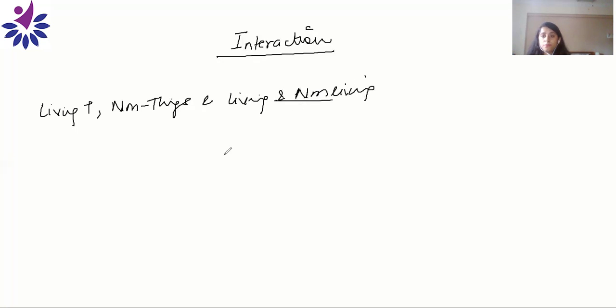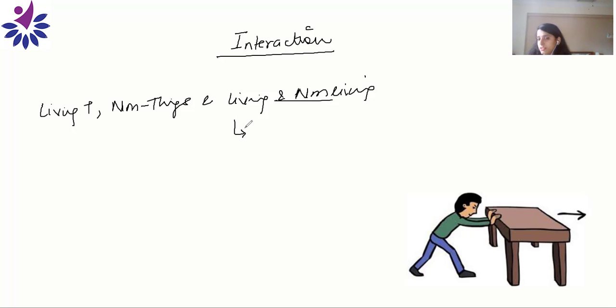So when I am pushing a table that is in front of me, what is happening? There's interaction happening because I am touching that table. Just note, it is not important that the interaction happens only when I touch, because there are some forces which are not contact forces, in which there is no physical touching, but the force is still being applied. I'm just giving you a very simple example: when I push the table, we say some interaction is happening.